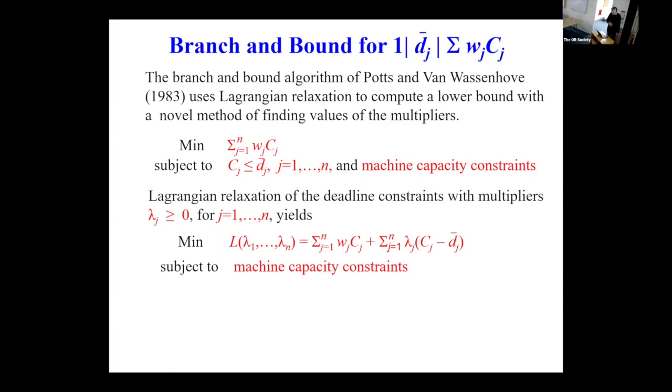So basically this is the equation that you end up with. You want to minimize where you've put the constraints into the objective function, and now the constraints on the problem are just the machine capacity constraints. It's not too difficult to see that this is going to be a lower bound. If you take the optimal values of C from the optimal solution of the original problem, then the summation in this equation is going to be the optimal objective function value. The second term is going to be zero or negative because all the CJs are less than or equal to DJ bar, since it's an optimal, and therefore feasible, solution. So the second term can't give you a positive value. So it's definitely a lower bound.